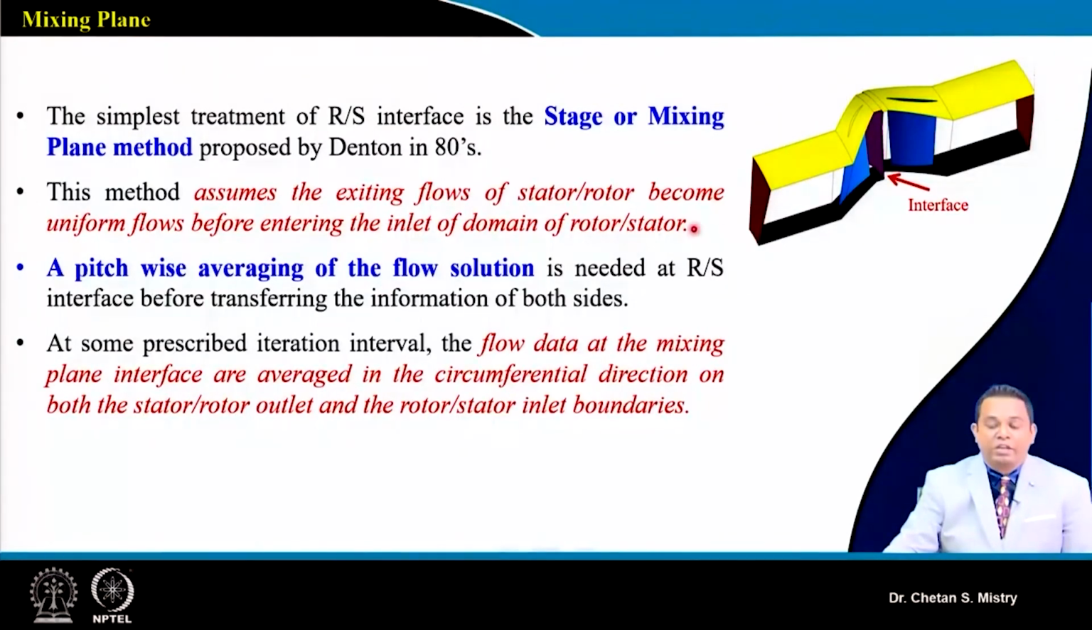So basically the flow data we have at the mixing plane is averaged in the circumferential direction. Suppose the flow is coming out from the rotor. When it reaches the interface region, the flow parameters get averaged out circumferentially. That data is then transferred to the stator domain. This is very tricky, and a very challenging aspect when we are analyzing the stage.